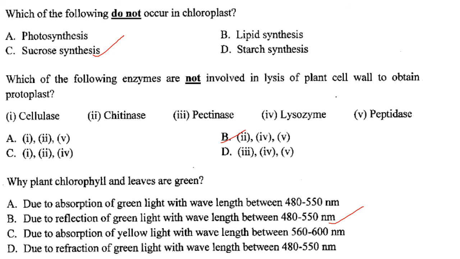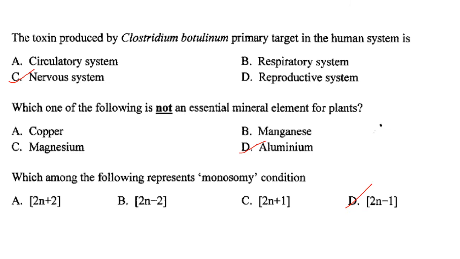Then why are plant chlorophyll and leaves green? This is due to reflection of green light with the wavelength between 480 and 550 nanometers. So answer is option B. Then next one. The toxin produced by Clostridium botulinum, its primary target in the human system is. So it is the nervous system that is targeted. So answer is option C.